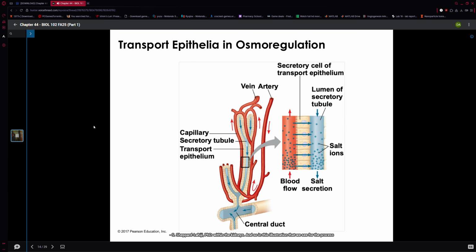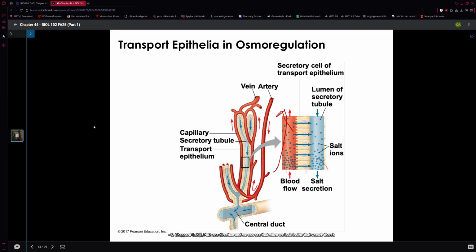And so in this illustration that we see for the process within the marine bird, what we have here is the capillaries, and that's going to allow for blood flow. We have our transport epithelial tissue, and then we have the lumen of whatever the secretory tubule is going to be. So in this example, what we find is that blood is flowing in one direction.